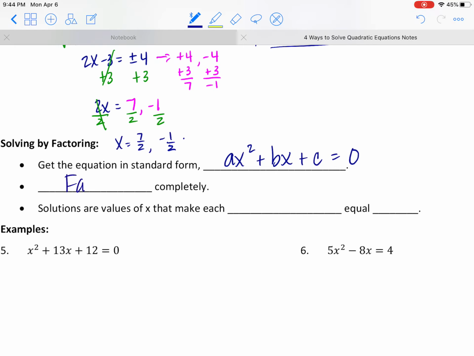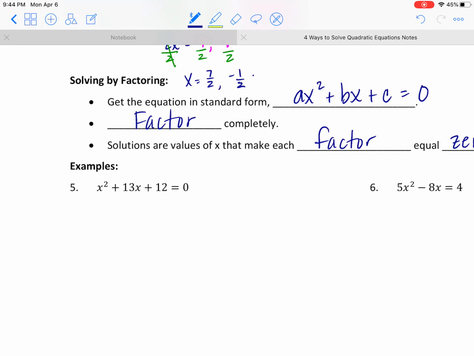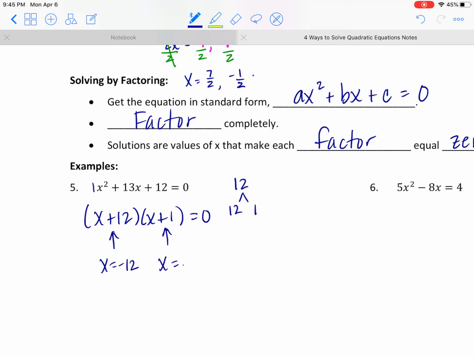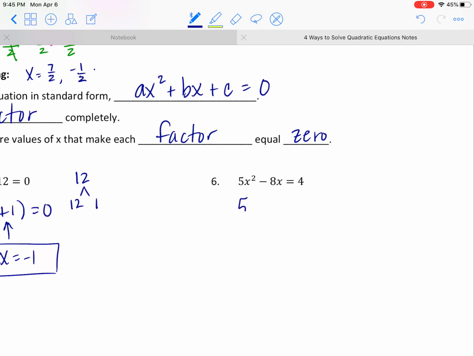So we want our equation to be in standard form. That means we want the squared term, the x to the first term, and the constant in order, and all equal to 0. And then we factor. And then we know the solutions are the values of x that make each factor equal 0. So here, what are the factors of 12 that make 13? Well, 12 and 1, and dividing by the one that's in front here is not going to change those. So if this factored into an x plus 12 and an x plus 1, then here we get a solution of negative 12, and here we get a solution of negative 1.